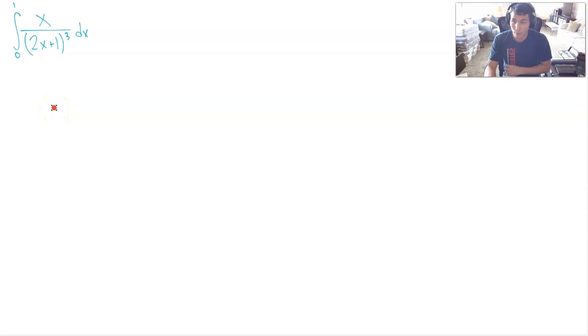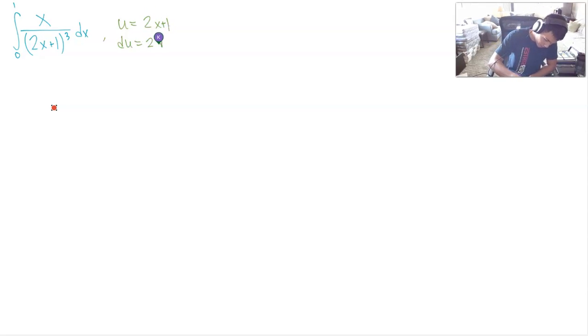Okay, let me do your homework for you. Give you a free Calc 2 homework answer. Okay, what can we do? Well, we can immediately see that we should do a substitution. So we let u equal 2x plus 1. Then we can see that du is equal to 2 dx.